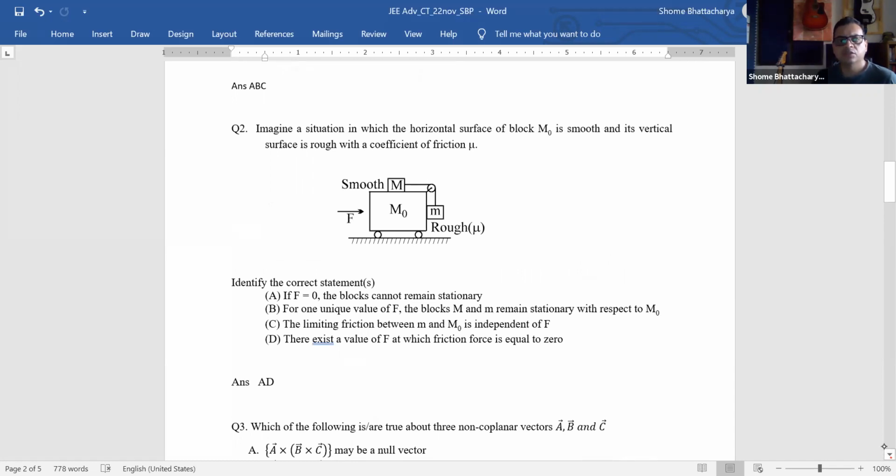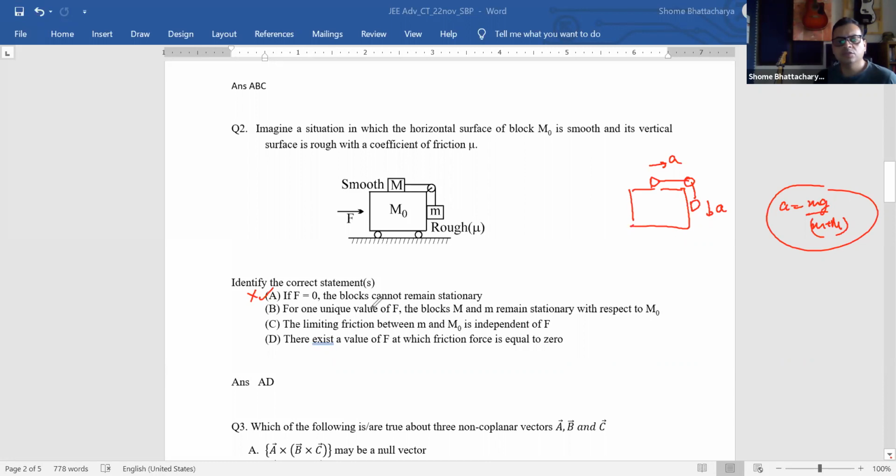So what will happen if the force F is 0 and we apply 0 force here, then there will be no contact between this and this. There won't be any normal reaction, and there's no friction here. So this will simply come down, and the acceleration will be mg divided by m plus M. Okay. So this is becoming a wrong option.